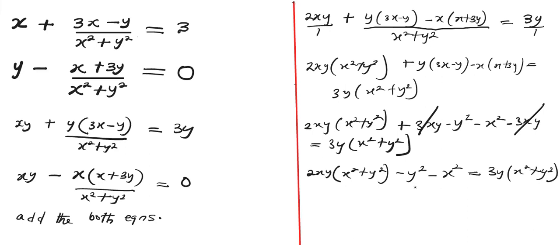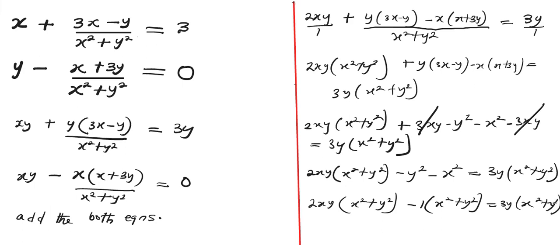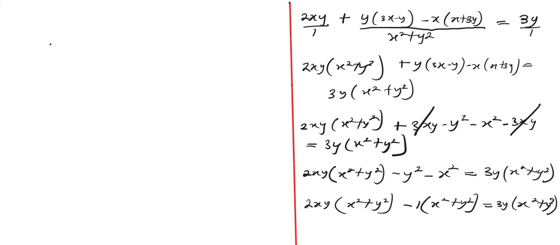So let's try and factorize this. We are going to have 2xy(x squared plus y squared) minus 1(x squared plus y squared) equals 3y(x squared plus y squared), okay? Because if you use this negative 1 to multiply the whole of this, we are going to get this back, all right? So let's continue on this part of the board.